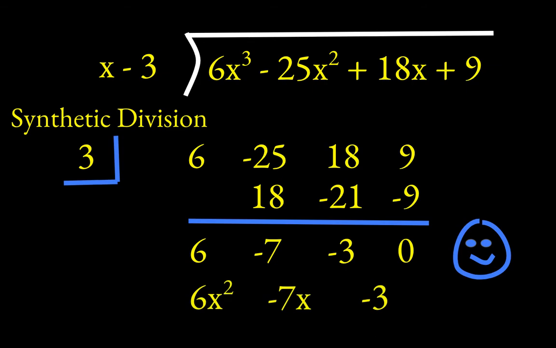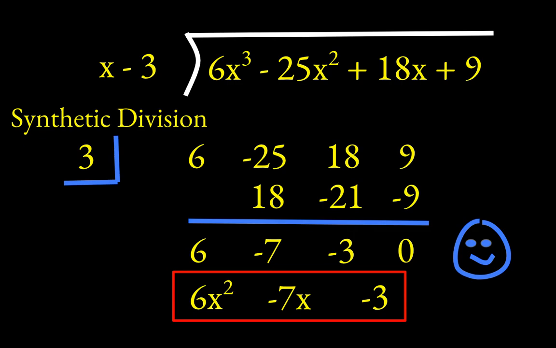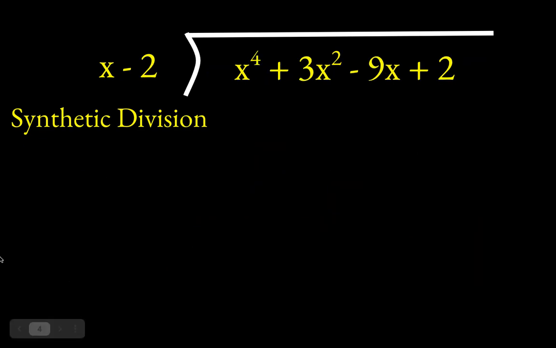So I'm going to set up one more synthetic division problem just so you get a chance to see one scenario that pops up. Now what we're going to do is we're going to divide x minus 2 into this quartic or fourth order polynomial. So you may want to pause the video here and give it a try. Try to follow the synthetic division algorithm, but we'll go ahead and do it now.